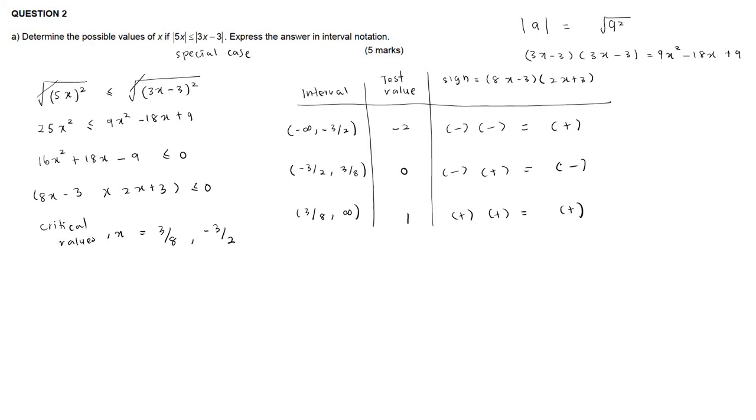Okay, to choose the interval, look at the question. The question is less. When the inequality sign is less, then we choose the negative interval. So the values are from negative 3 over 2 to 3 over 8. And then to determine the bracket, since the sign of inequality is less than or equal, both brackets are closed brackets. And that is the final answer, because we express the answer in interval notation.